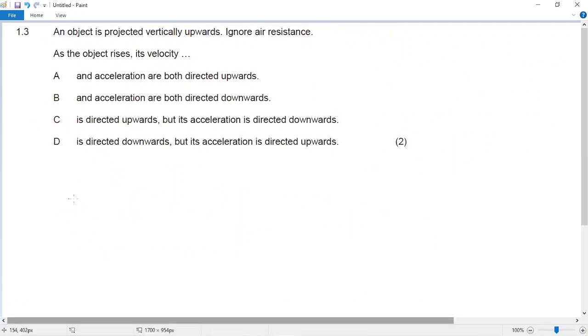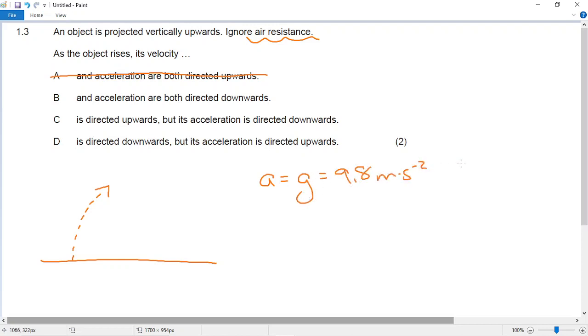Okay, in 1.3, an object is projected vertically upwards. So if this is the ground, here will be my object going upwards. As the object rises, its velocity and acceleration are both directed upwards. No, where is acceleration? If we are ignoring air resistance, the object is a projectile and the acceleration is g, which is 9.8 meters per second squared, and it is always downwards to the center of the Earth due to the law of universal gravitation. Its velocity and acceleration are both directed downwards.